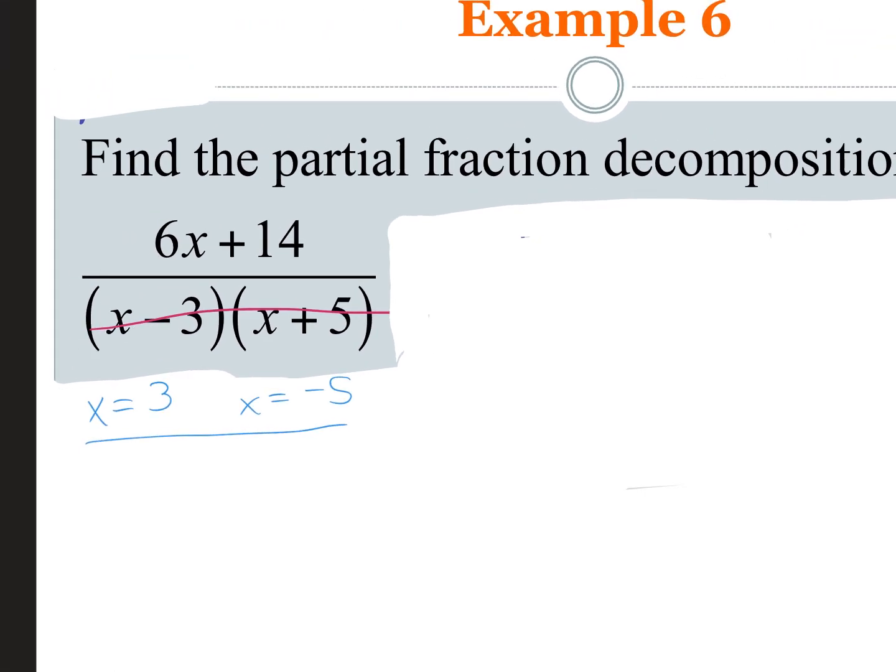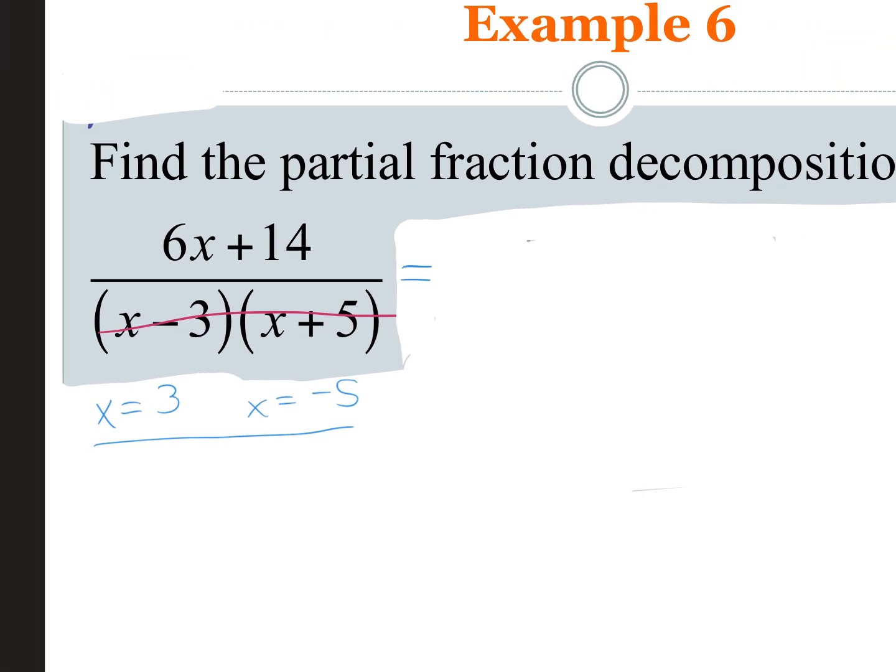So what we're going to do now is we're going to decompose. We're going to break our big fraction apart. How many linear factors are in your denominator? 2. So you have 2 fractions. I'm going to use x minus 3 first and x plus 5 second. Could you have written them the other way? Absolutely. Totally up to you. Your answer will work itself out. However many different pieces you have, those are the letters you use. So I'm going to use a capital A and a capital B.